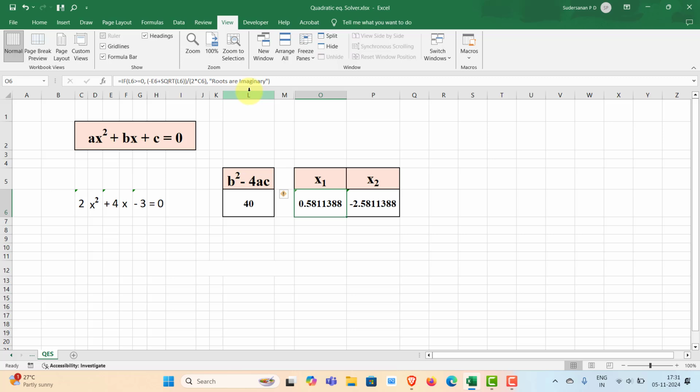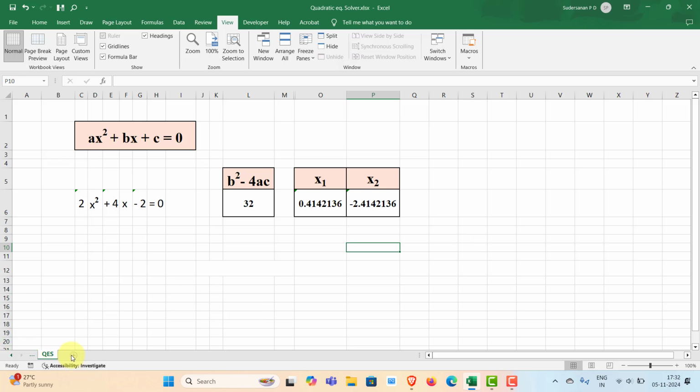I have written the equation here. I'll explain how to form this calculator. So if I change the equation, you will get the roots of that equation. Say if it's 5, the roots will be calculated based on the equation. So you are getting the roots of the equation. Now let us form this calculator.